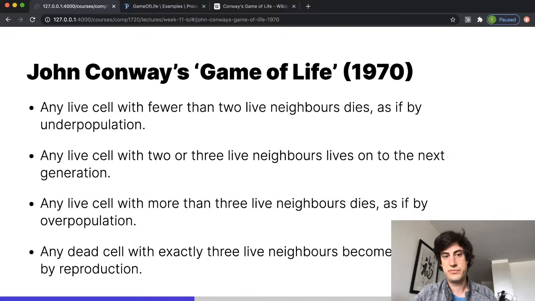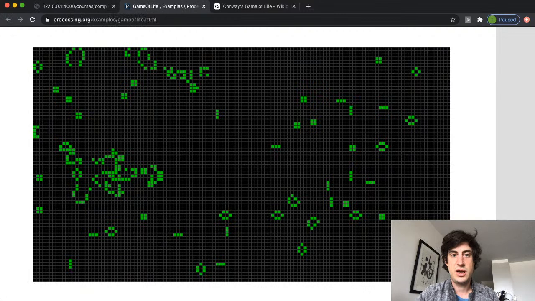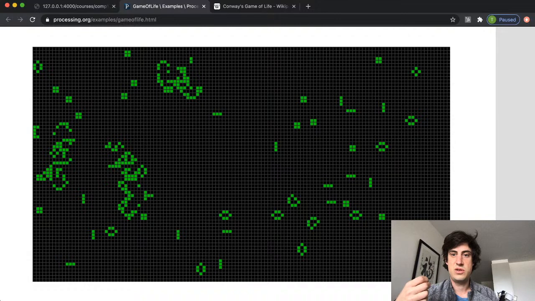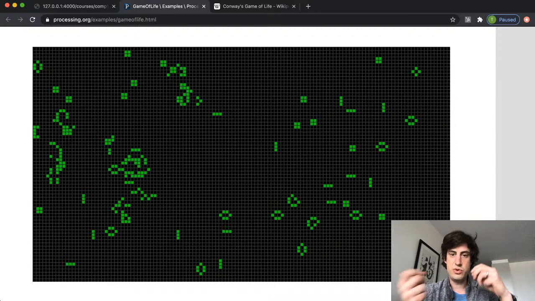And so this is how we then get this constantly changing representation. And this theoretically could go on forever if there were enough dots in place to start with in the right kind of arrangement, this could actually just live on forever.